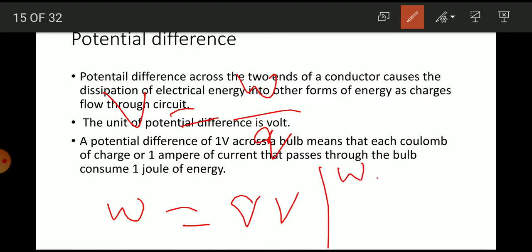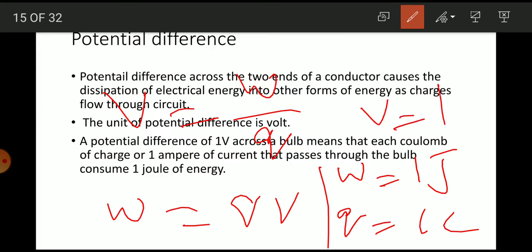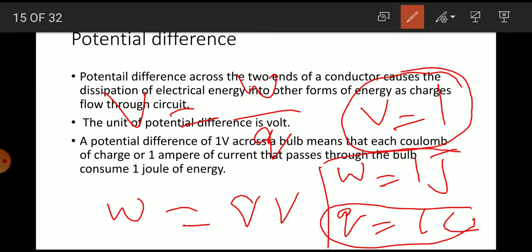Work is 1 joule when a charge of 1 coulomb flows and produces a potential difference of 1 volt. So when 1 volt of potential difference is produced as a charge of 1 coulomb flows, the amount of energy consumed or produced will be 1 joule.